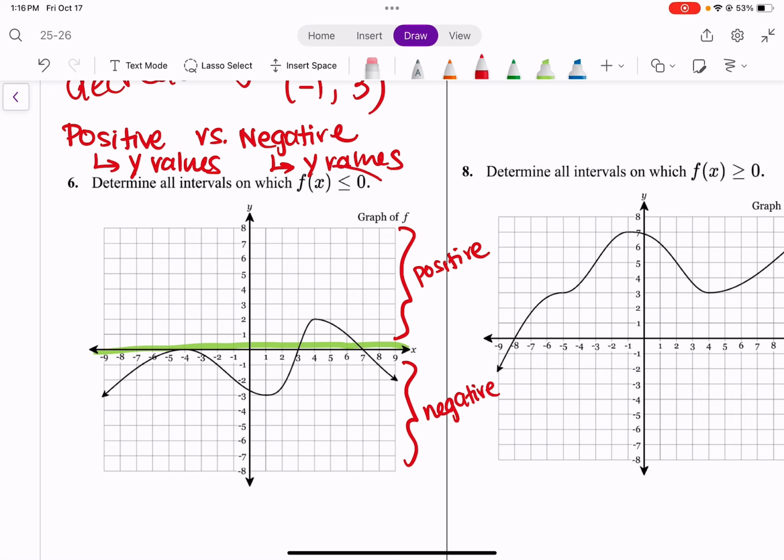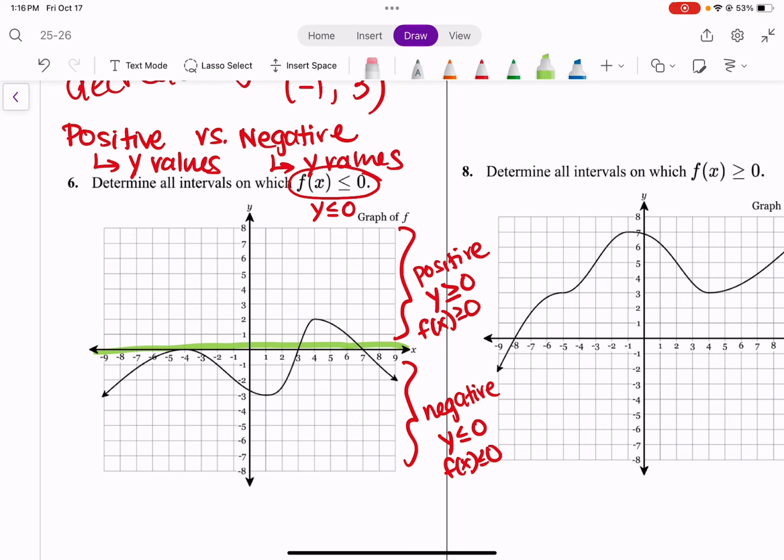Now, oftentimes you're going to see this. This is saying f of x, so this is saying y is less than or equal to 0. Y is less than or equal to 0, that's just another way to say negative. And then positive would be y is greater than or equal to 0. Or, again, you might see f of x. So when we're talking about positive versus negative, this is different than increasing and decreasing.